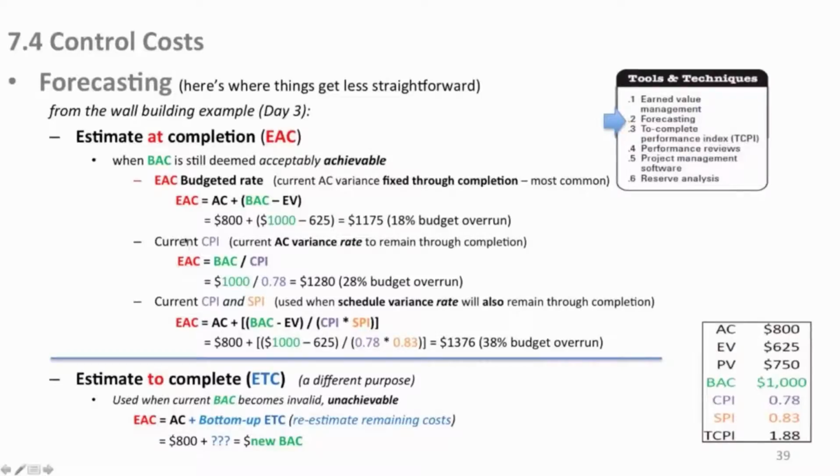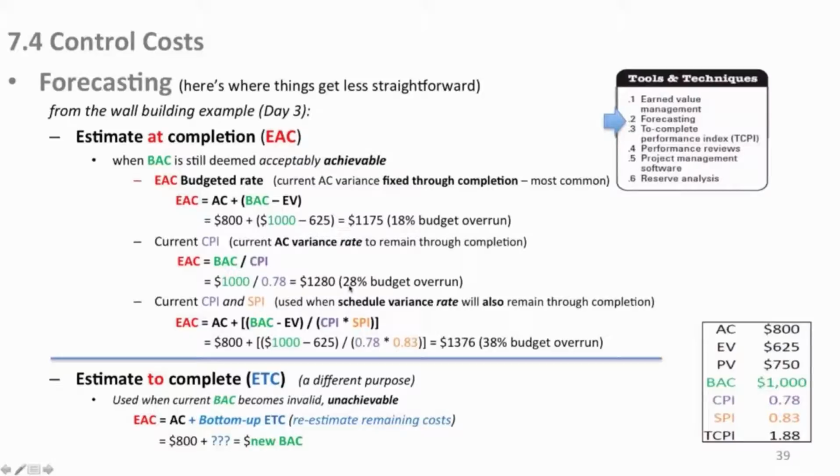Now, if we use our current cost performance index, you might want to call that a burn rate, although that's not an official term at all. That's just me. But it's your performance index, so it's your current actual cost variance rate. If that remains through the end, your estimate at completion is $1,000, your budget, divided by your cost performance index, which was 7.78. So now, just based on that, it's going to be $1,280, or a 28% budget overrun.